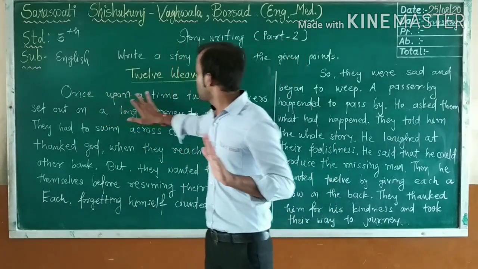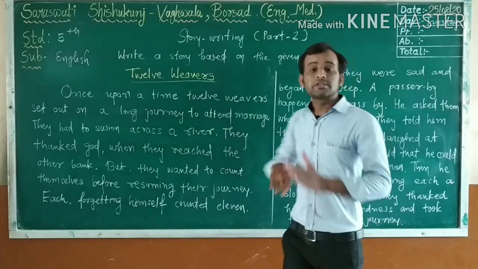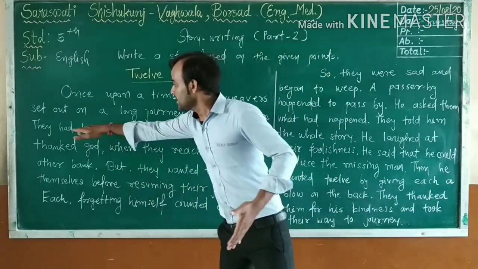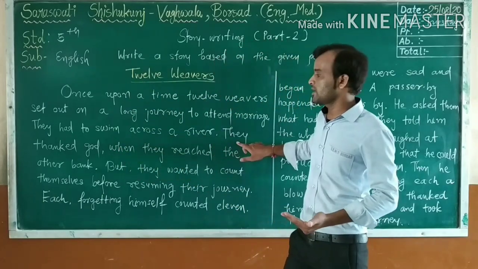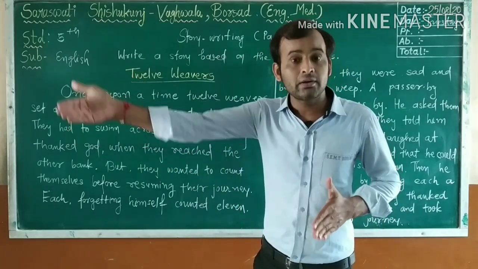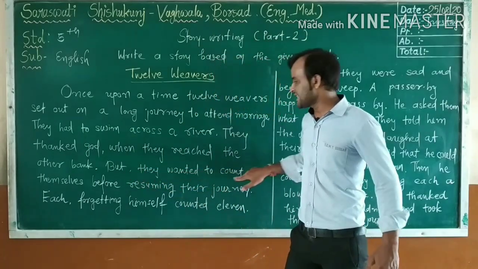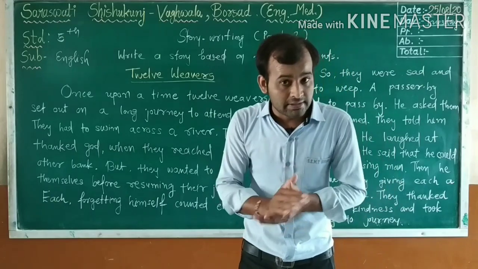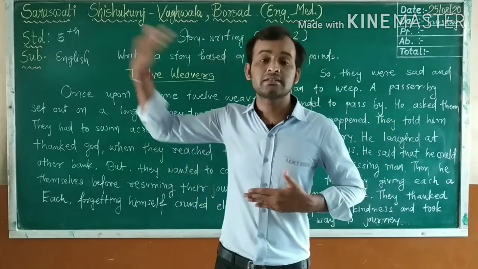So once upon a time, 12 weavers set out on a long journey to attend a marriage. When they reached the other bank of the river, they thanked God for keeping them safe. But they wanted to count themselves before resuming their journey. So all the 12 people wanted to count themselves. Are they 12 or not?